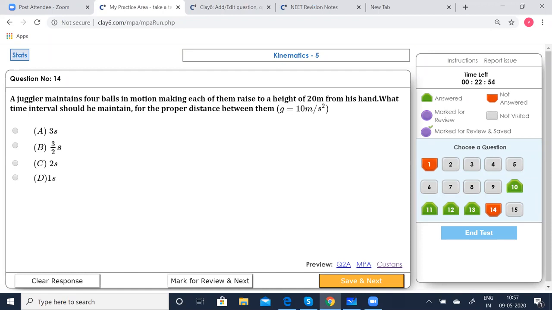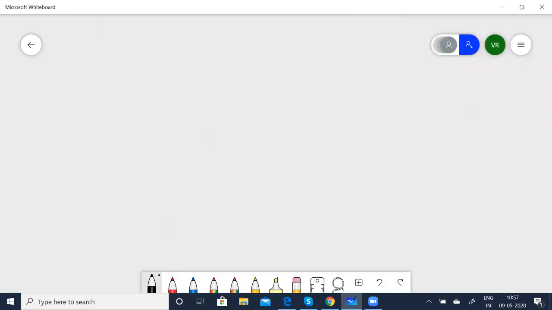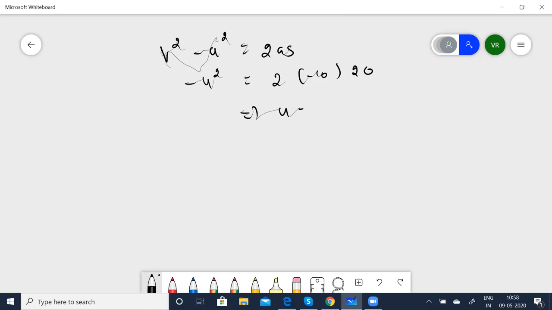Let's quickly solve that. Now for each ball, we know v squared minus u squared is equal to 2as. Because the final velocity is now going to be 0, it is 0 minus u squared equal to 2 times minus 10 times 20. From this we infer u is equal to 20 meters per second.